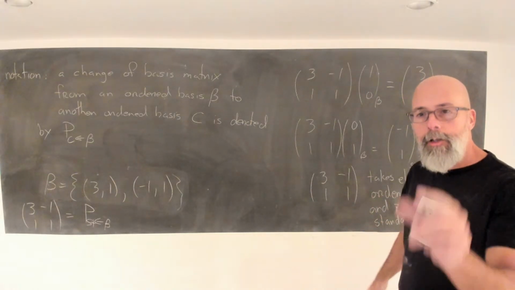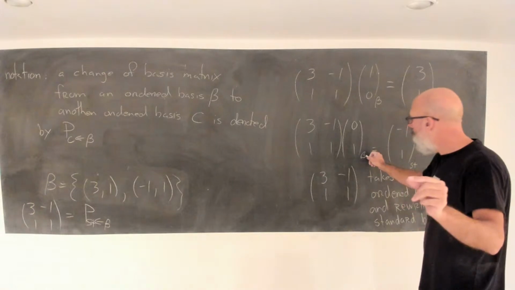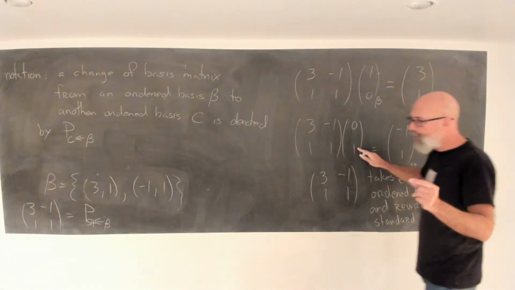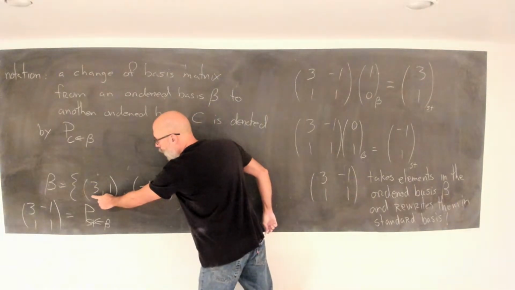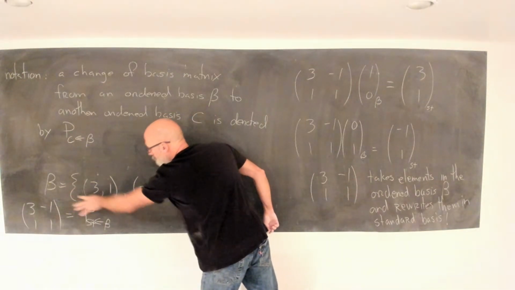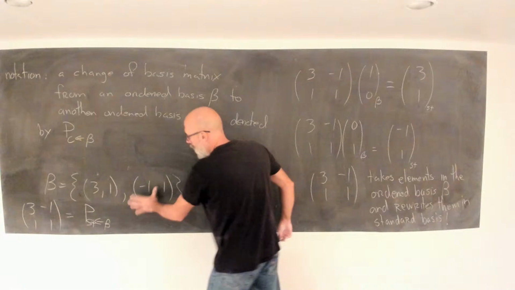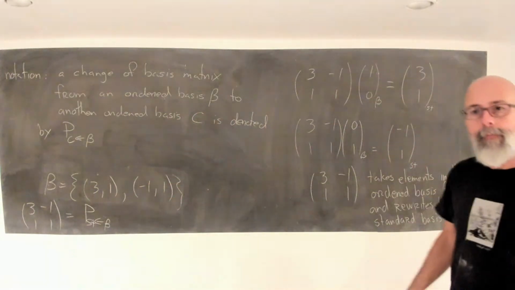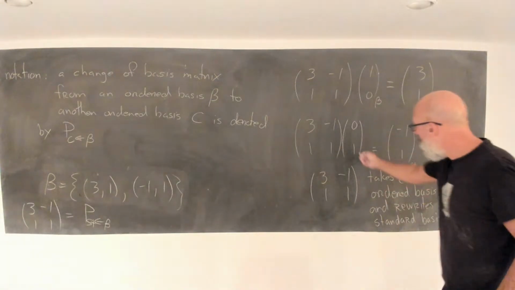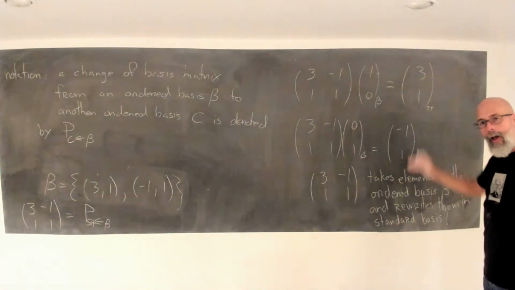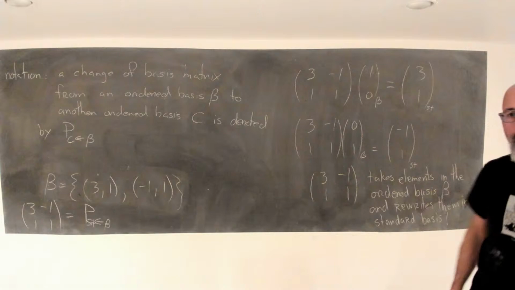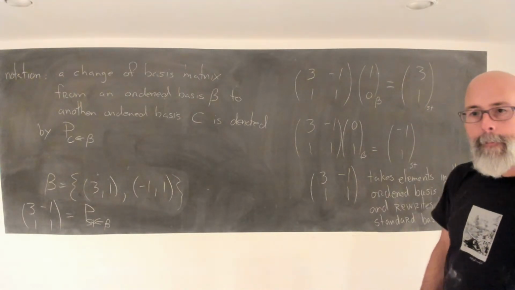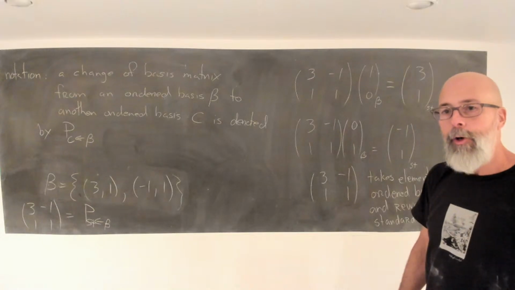Exactly, Terry, right? 0, 1 in B means 0 times the first element plus 1 times the second. So it just gives you this, which is that. So 0, 1 in B is the same as minus 1, 1 in the standard. How are we doing?